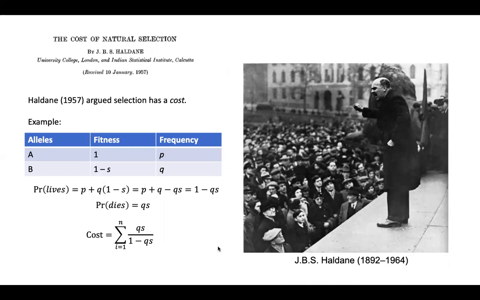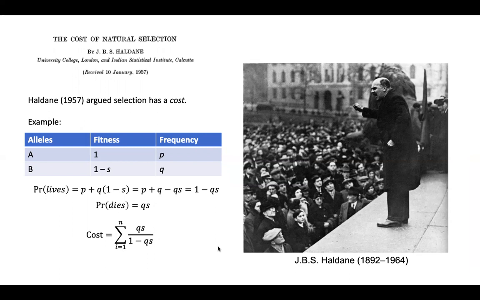Now, I've already mentioned 2 of the 3 founders of the modern synthesis. Here's the third, J.B.S. Haldane, seen here giving a fiery speech to a crowd. Haldane was a colorful character. He fought in World War I, was an ardent member of the Communist Party, renounced his U.S. citizenship, and he would eventually retire in India, never returning to the United States.